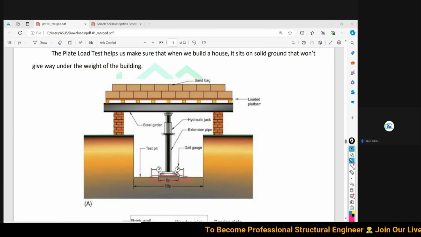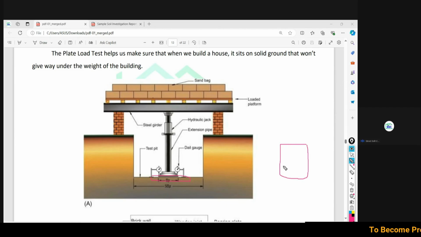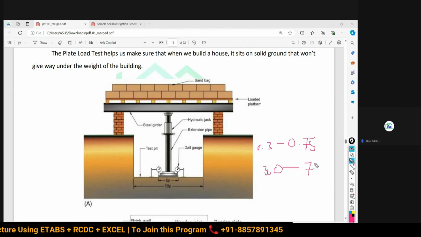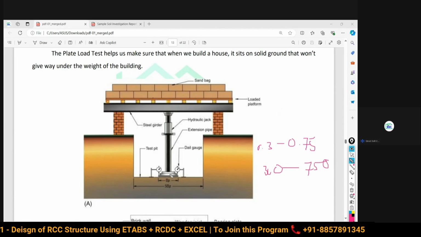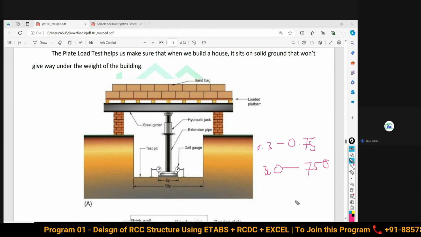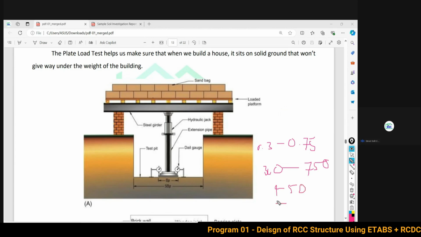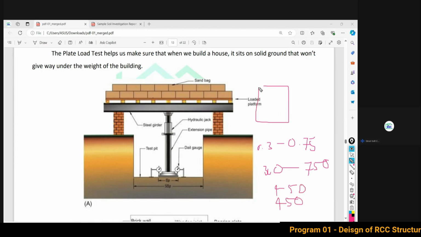A steel plate, most of the time, will be square with equal dimensions, and sometimes circular, and the thickness may range from 0.3 meter to 0.75 meter, meaning 300 mm to 750 mm is the size of the plate. The most common size normally taken is a 450 mm by 450 mm square plate, right?